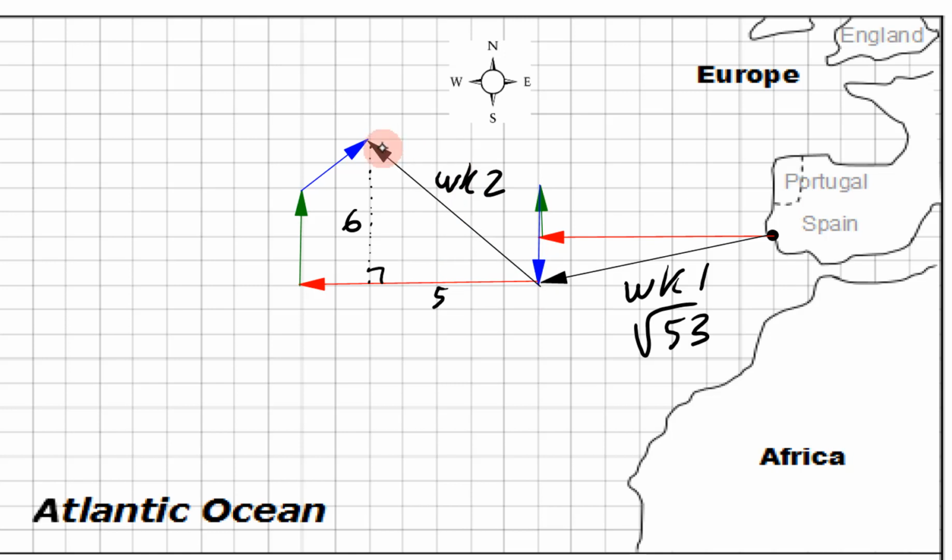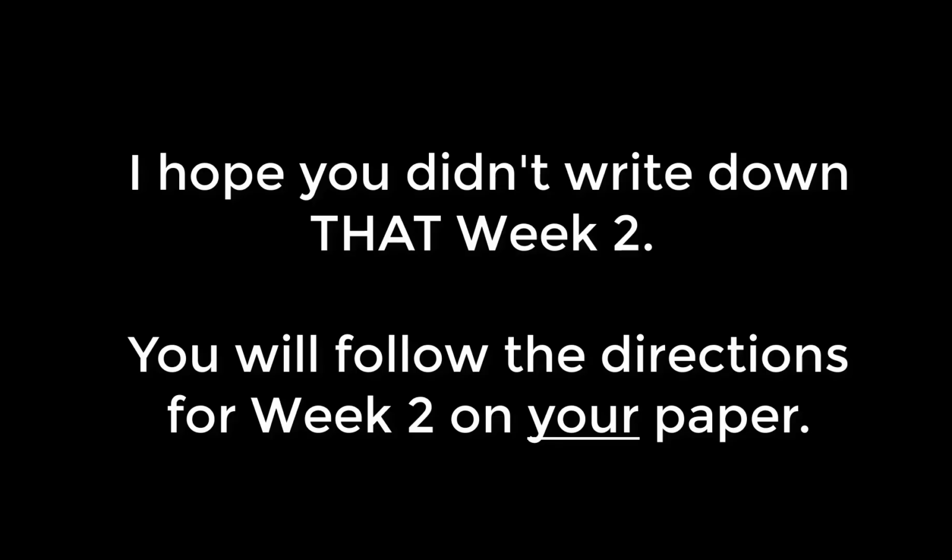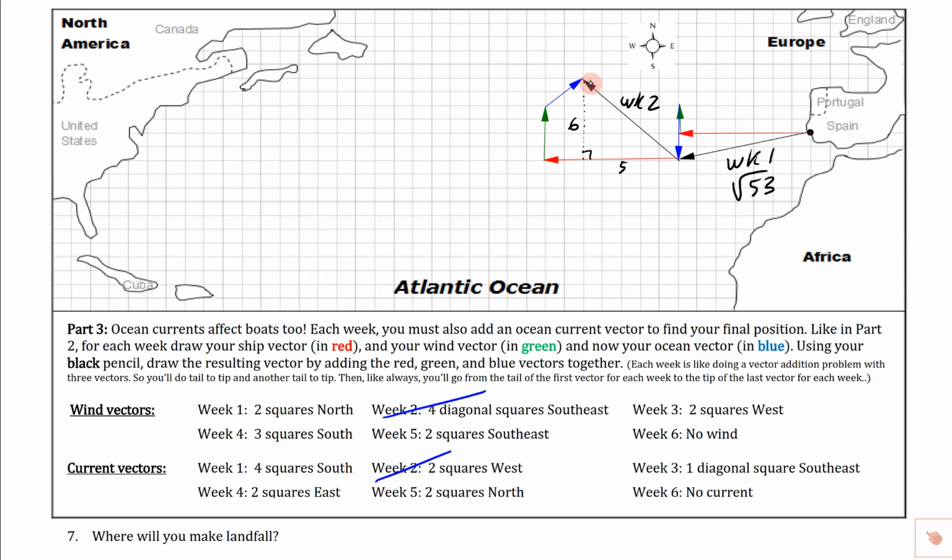And then again, you're going to be asked questions about where you made landfall, how fast were they going, and different things like that. So again, each week is like doing a vector addition problem with 3 different vectors. So you'll do the tail to tip and another tail to tip, and then just like always, we're going to go from the tail of the first vector each week to the very tip of the last vector for each week, and that's what it's going to look like. So that should be a good start. Good luck with the assignment.